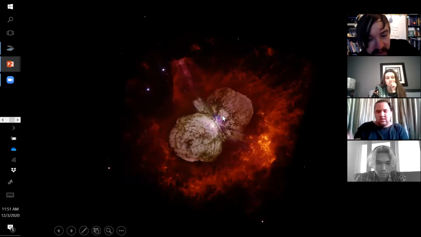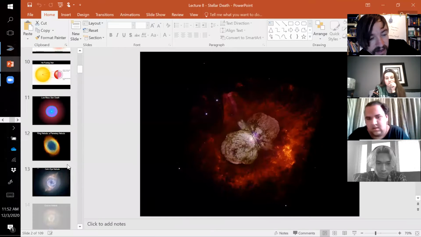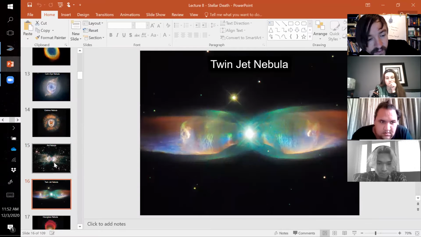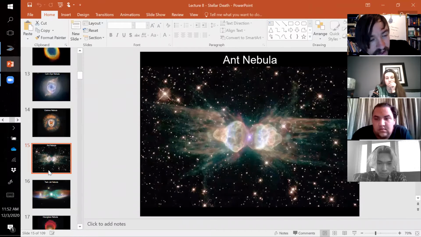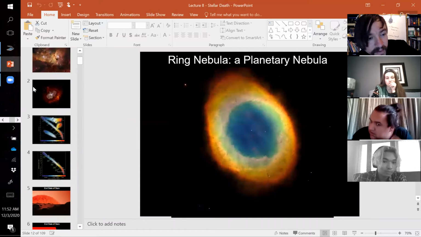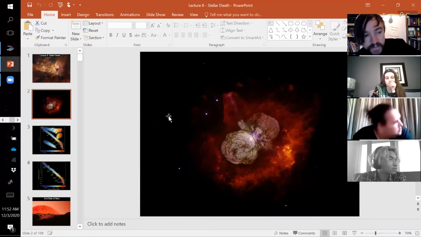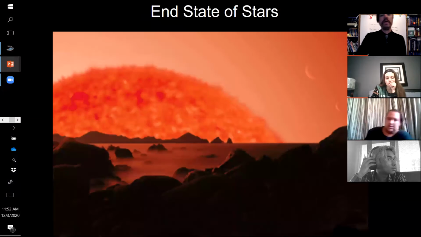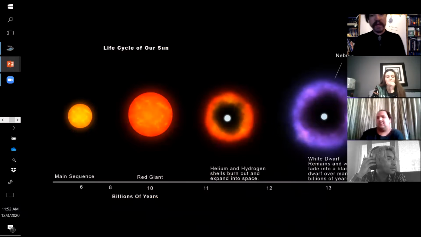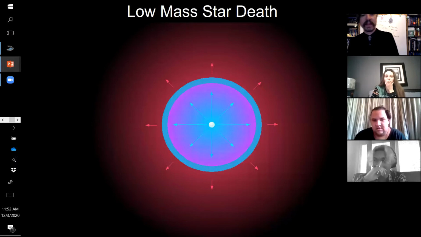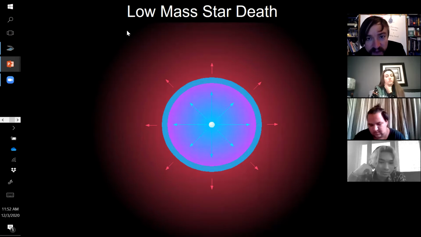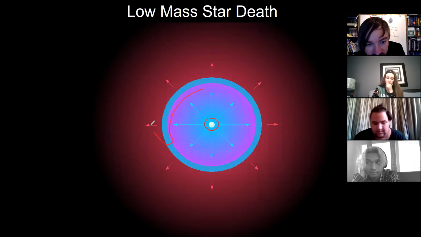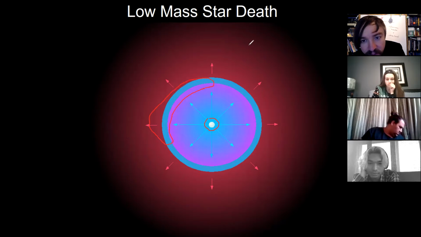Probably once it expands a bit, it's going to end up looking like the Ant Nebula or the Twin Jet Nebula, one of these hourglass-like shapes. You can see the two lobes developing as the star expands. We're catching it a little earlier in the process. But the cartoon picture would be something like this. This will be the cinder left behind, the white dwarf, and these gases out here will become the planetary nebula.